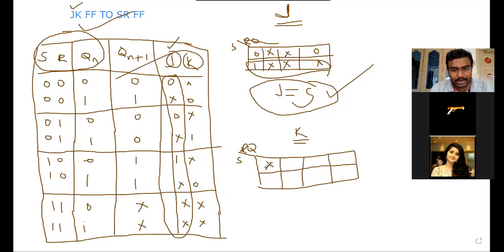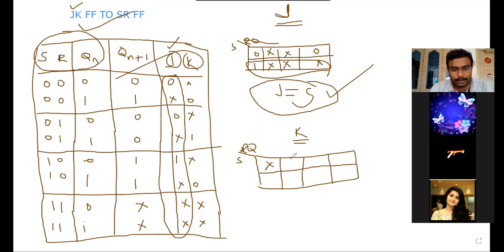So I have don't care initially. Don't care. Then 0. Don't care. Then 1, 1. Then don't care, don't care. Then 0, 0. What else can I take? Don't care, don't care and don't care. These are the values. Look here, guys.